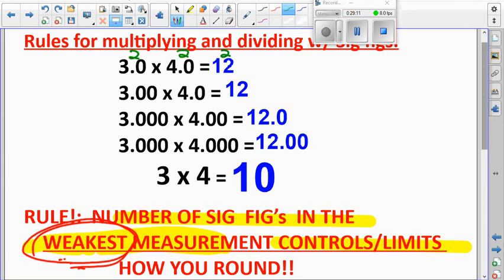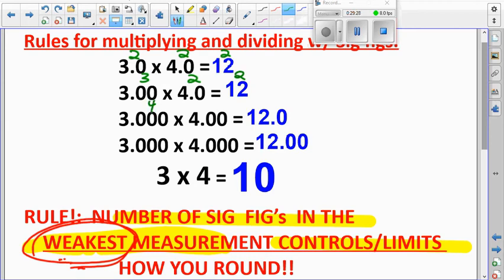3.00 times 4.0. This is 3 sig figs now because you have trailing zeros. There's 2 of them in the end. 4.0 is still 2 sig figs. So how many are you allowed to keep? Well, it depends on your weakest measurement. You're only allowed to keep 2.